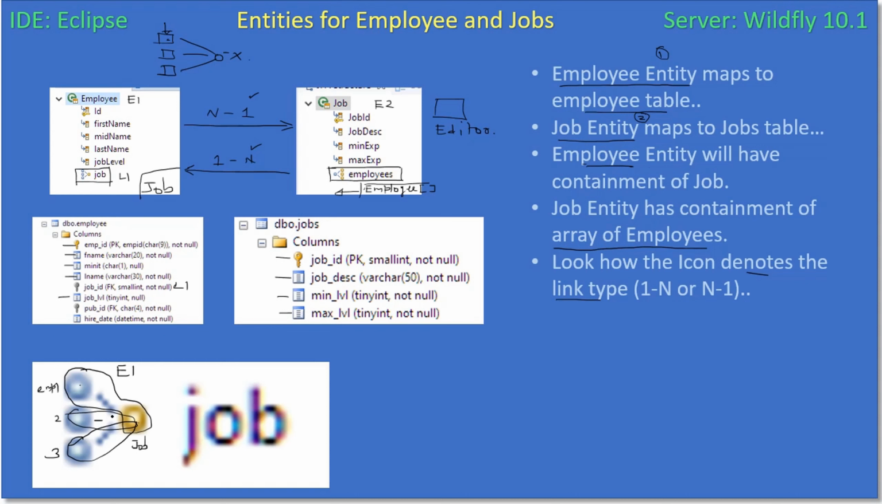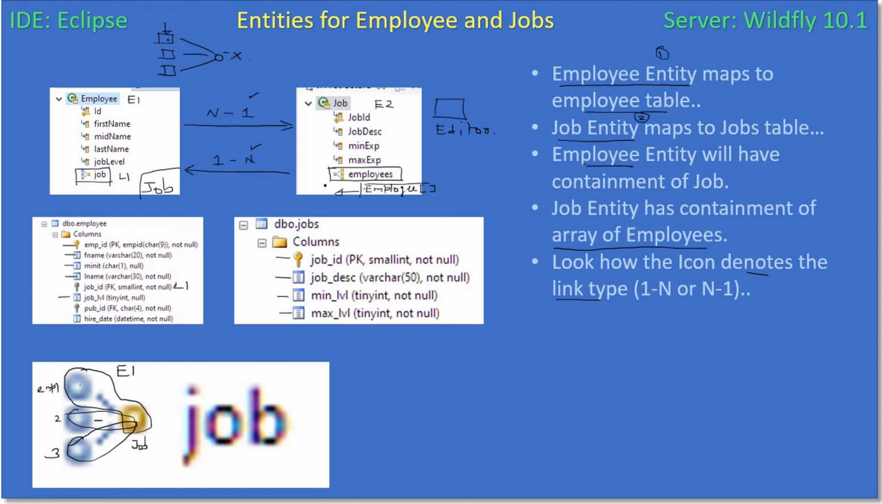That means many to one relation. That's how the icon denotes. Just by looking at the icon itself, you can say this is the employee entity, and these are all the columns, and there is a join column, and this join is many to one join.